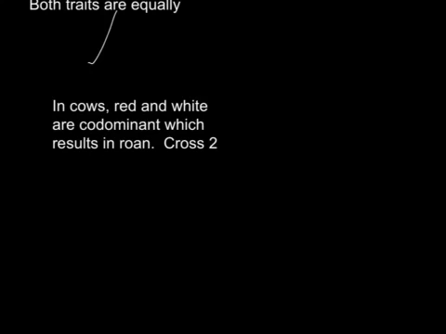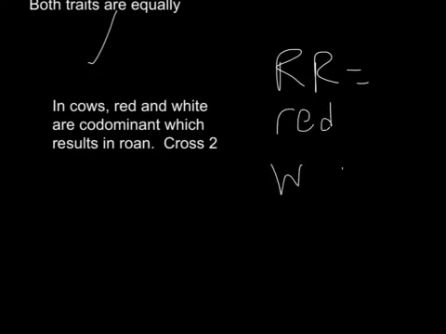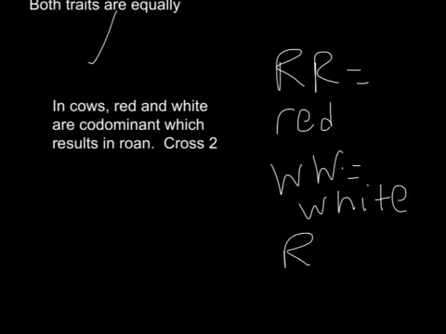Okay, so what you're going to do here is we're going to use capital R. Okay, capital R would be red. Capital W would be white. And roan would actually be capital R, capital W.